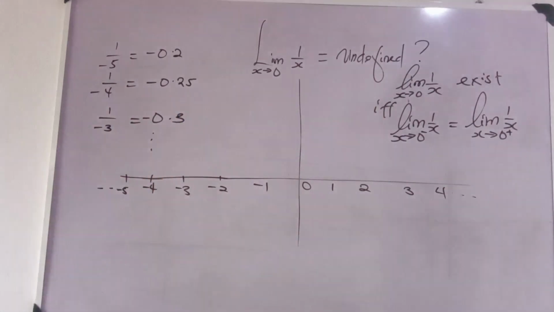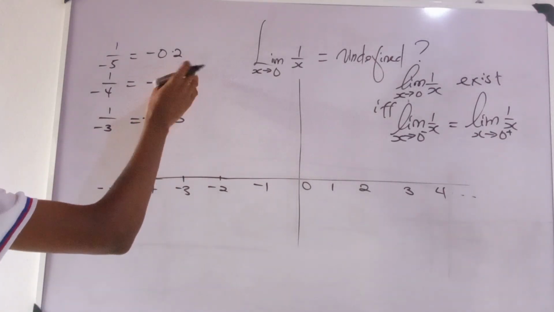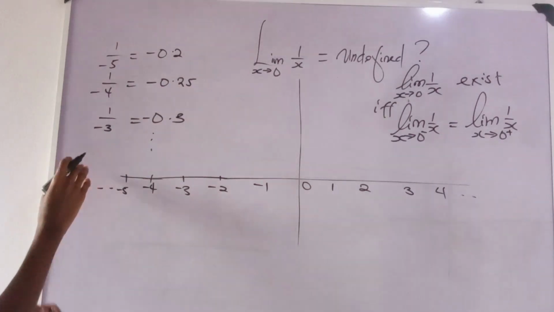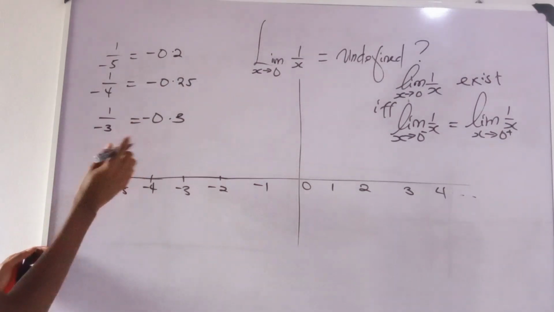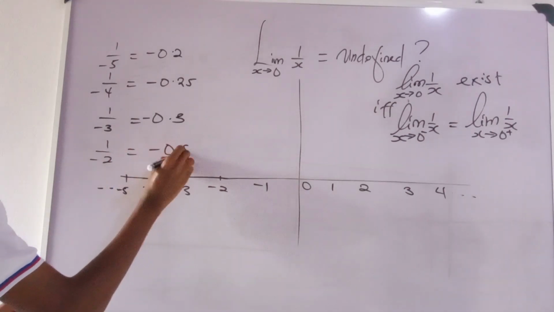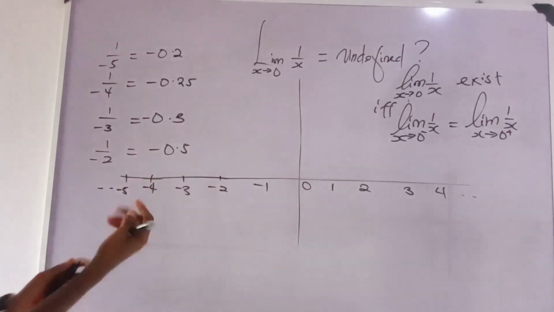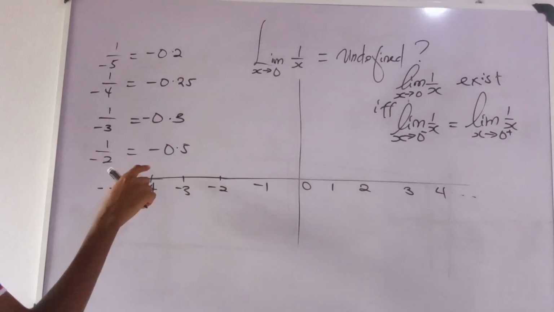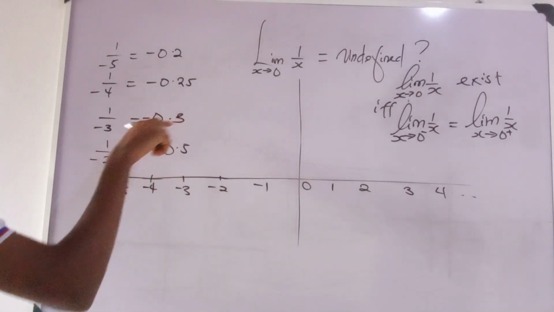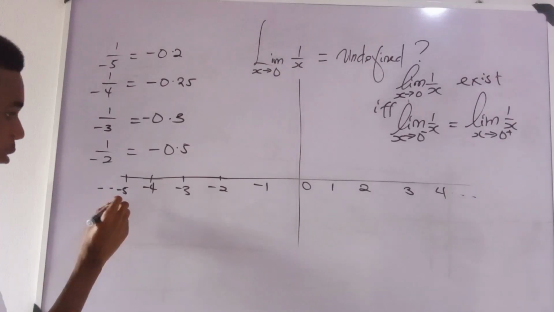So you can notice that the function becomes smaller because these are negative numbers. The function becomes very small as you progress. Take, for instance, if I do 1 over minus 2 now, I'm going to have minus 0.5. So the function becomes smaller because minus 0.5 is smaller than minus 0.2. So the function becomes smaller.